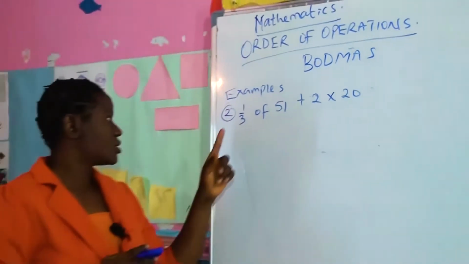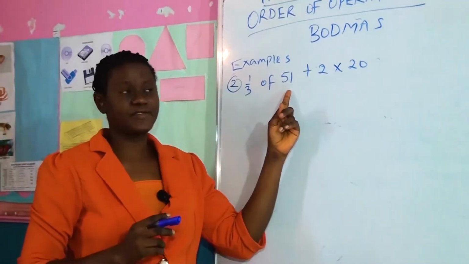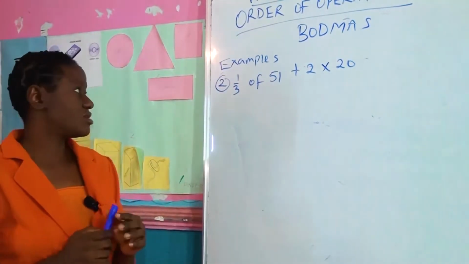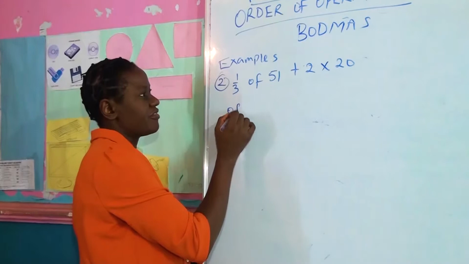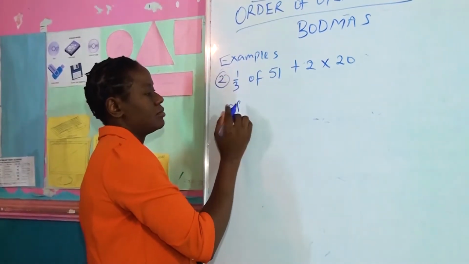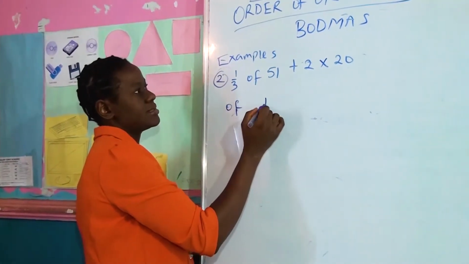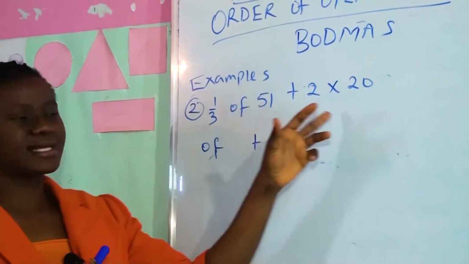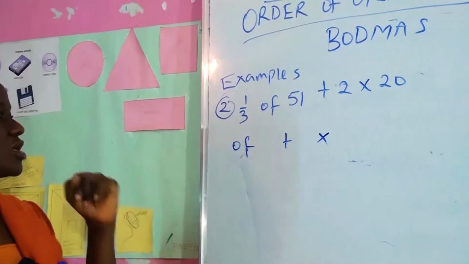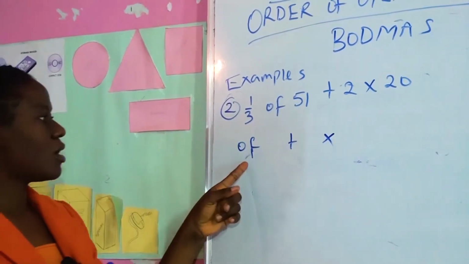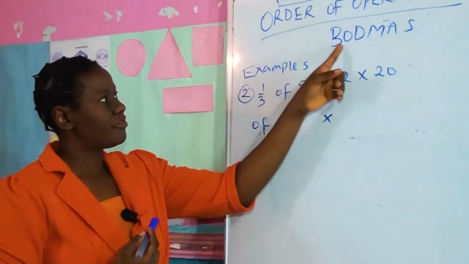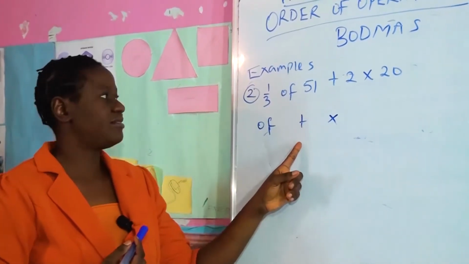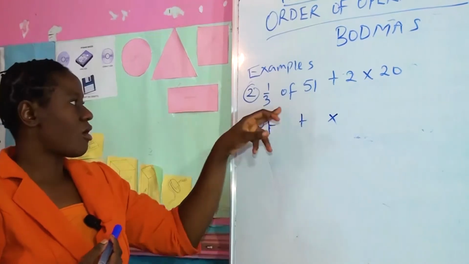The question is 1 over 3 of 51 plus 2 times 20. What are the operations we have in here? We have of, plus, and times. Of, plus, and times, multiplication. So which of the operation comes first? Of comes first from BODMAS, followed by multiplication before addition. So we need to treat of first.